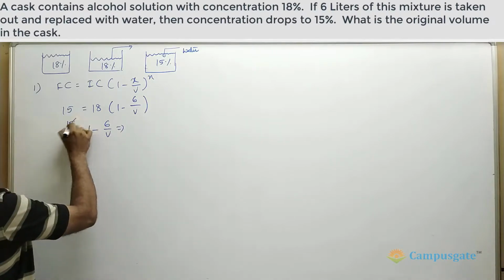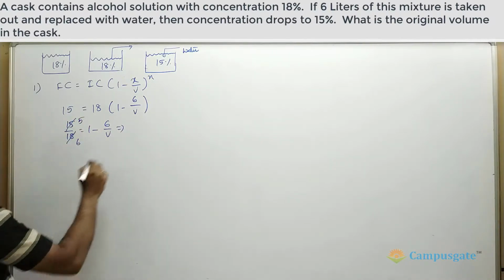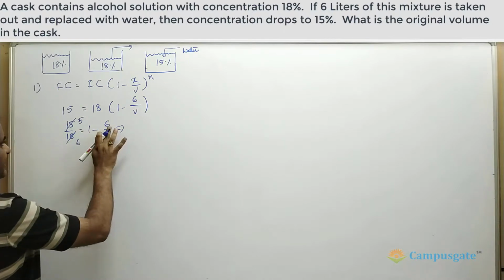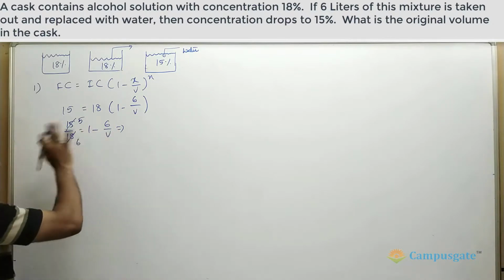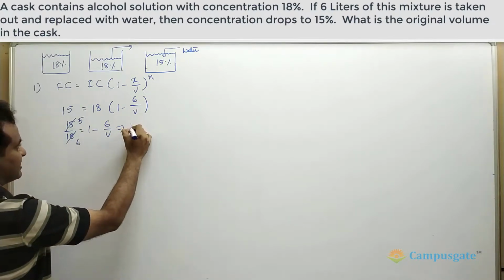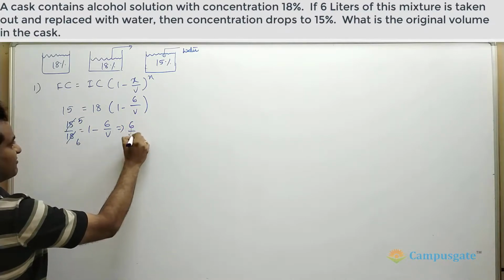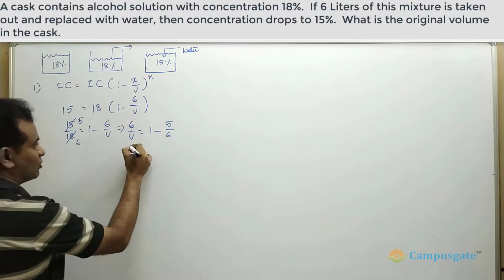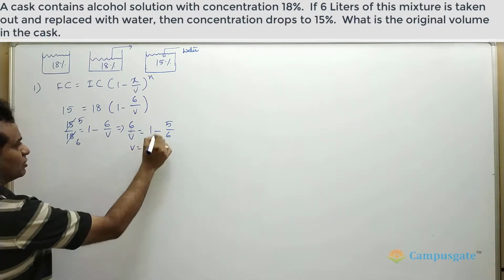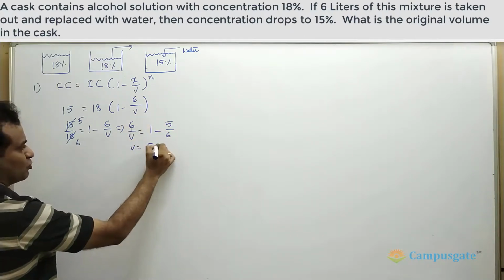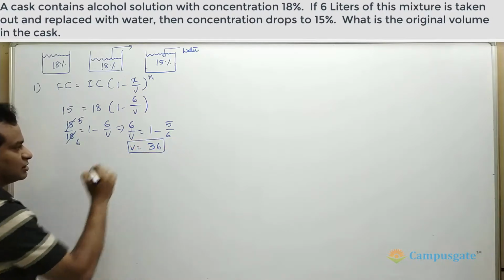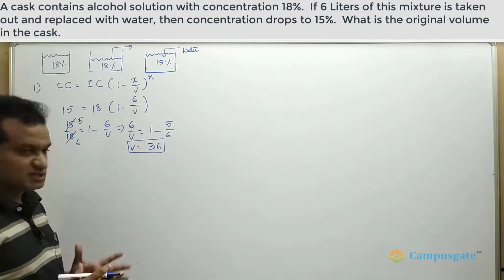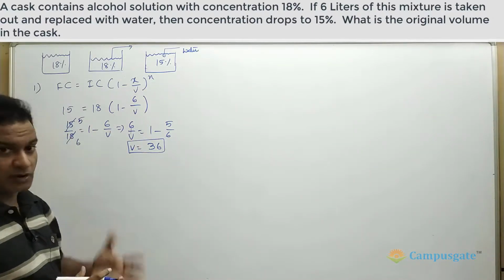Therefore 3 goes 5 times here, 3 goes 6 times. Therefore you send the 6 by v to the other side and bring this 5 by 6 to this side. So we will get 6 by v equals 1 minus 5 by 6, right? This is equal to 1 by 6, right? So v equals, 1 by 6 goes to the numerator, which will become 36. So this should be the answer for this question, directly by using this formula.